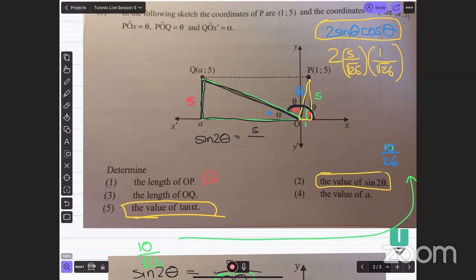Hamza, does it make sense? Yes, it does. Beautiful analogy.